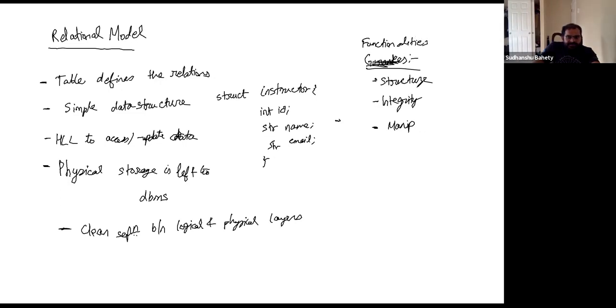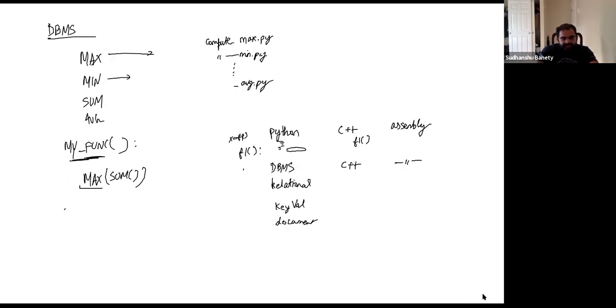So it gives you structure functionality, it gives you integrity as a functionality, and you can manipulate your data. So I guess this is pretty much common in all the databases. It's not specific to a relational database, right? So we will come to this in a bit. I guess this is pretty trivial.